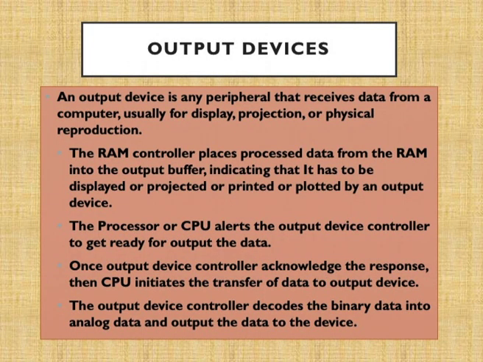Next category is the output devices. Output devices are peripheral devices which are used to give output to the user. After input is given, the processing happens in the CPU and it gives us the output in whichever format we require. There are different types of output devices.